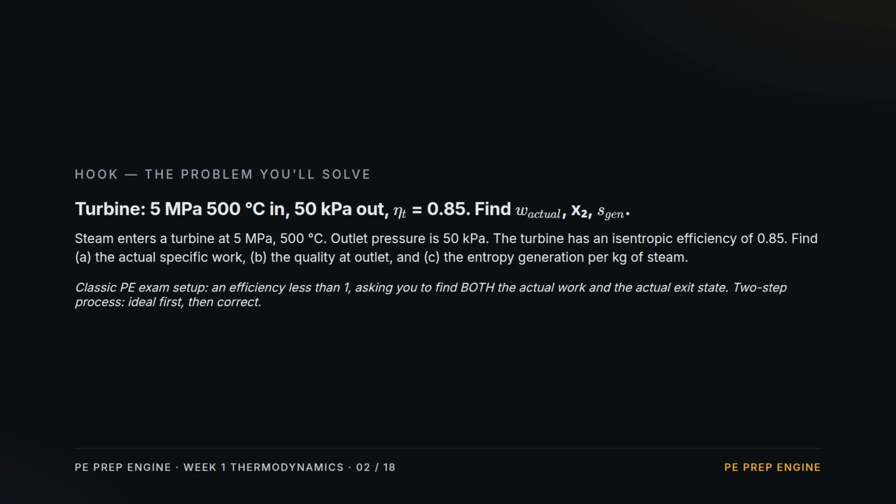Here's the problem. Steam enters a turbine at 5 megapascals, 500 Celsius, exhausts to 50 kilopascals. Isentropic efficiency 0.85. Find the actual specific work, the outlet quality, and the entropy generated per kilogram. The canonical PE isentropic efficiency problem, 2 steps. The ideal isentropic case first, then correct for efficiency. Every real turbine, compressor, and pump problem follows this shape.